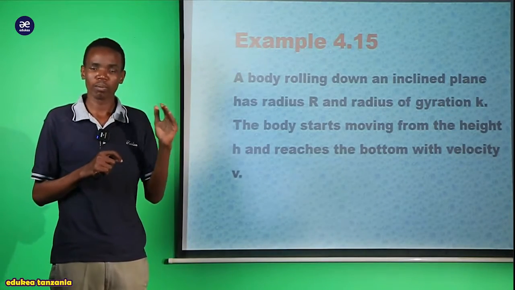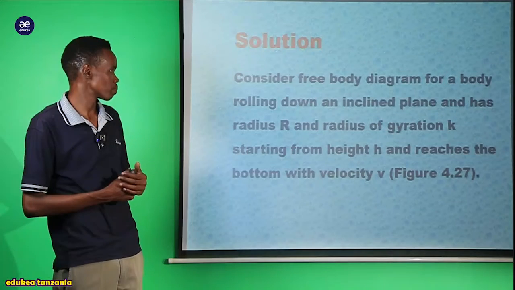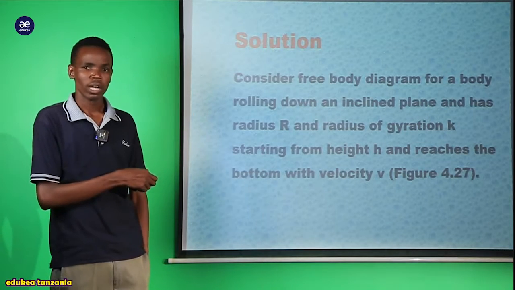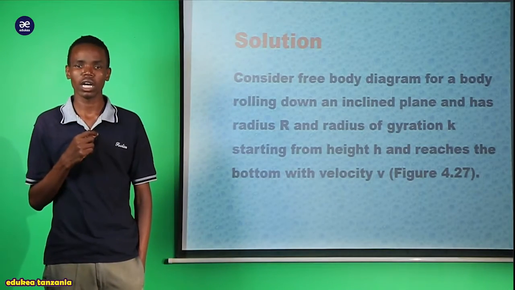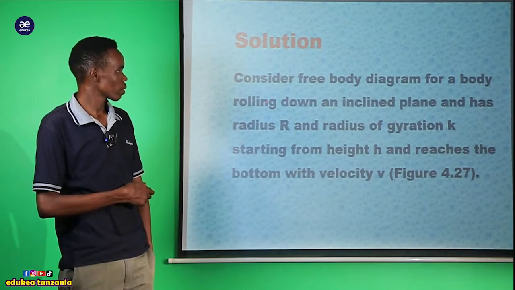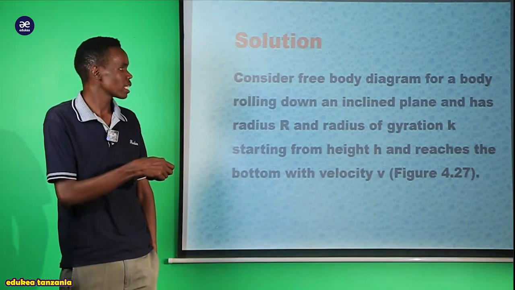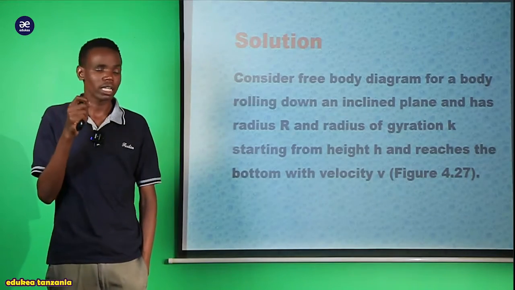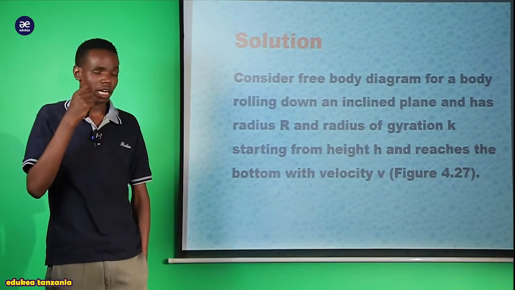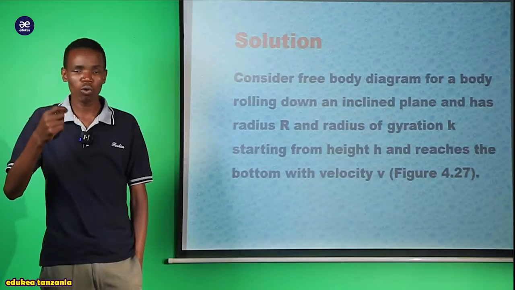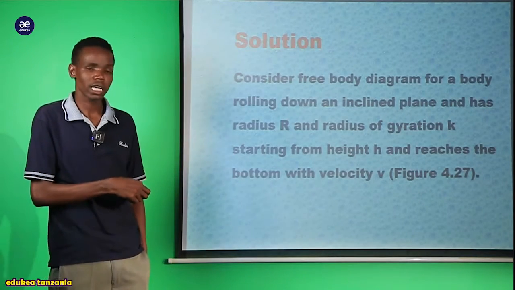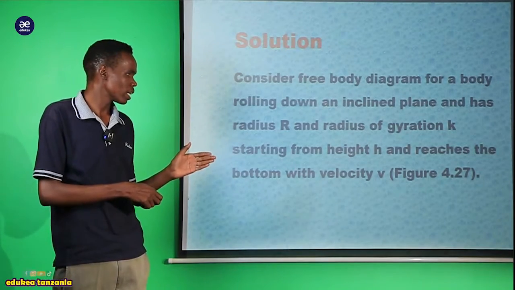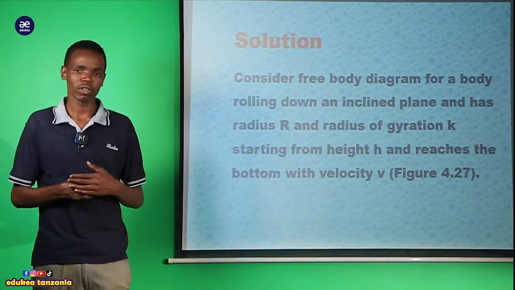We are supposed to know this when the body is trying to rotate on an inclined plane. So consider the free body diagram for a body rolling. Now we are supposed to see the solution of this question here. Our solution says that we need to consider the free body diagram for a body rolling down. Now let us see the free body diagram that shows the body trying to roll on an inclined plane, having the radius r and the radius of gyration equal to k, starting from the height h and reaching the bottom with the velocity v.